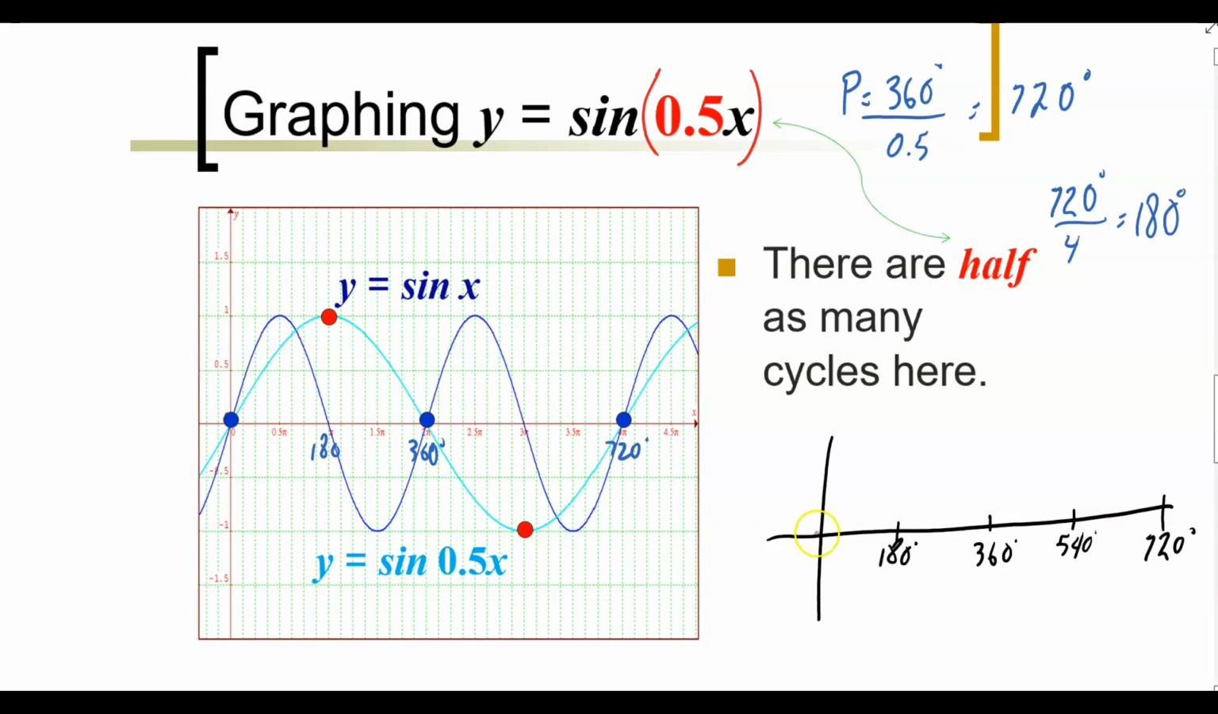We know that we have zeros at 0, 0, and we have a 0 at the end. We also have a 0 in the center. And we have a maximum halfway between the first 2 zeros, and we have a minimum halfway between the second and third 0. So the graph will look like this.